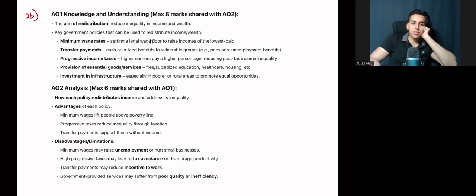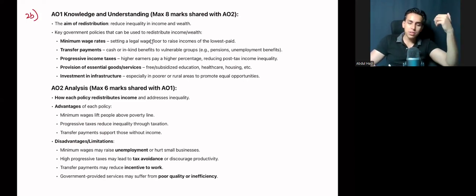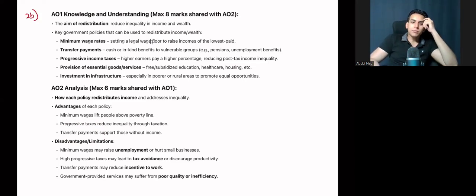Disadvantages and limitations. Minimum wage may raise unemployment or hurt small businesses by increasing their cost of production. Businesses might shut down, leading to further unemployment in the economy. High progressive taxes may lead to tax avoidance, may lead to tax evasion. People might steal their tax and they don't pay the government, and it may discourage productivity. Transfer payment will reduce the incentive for people to work.